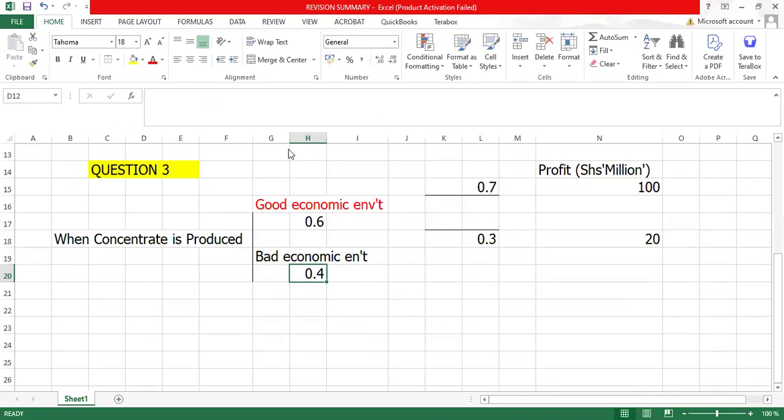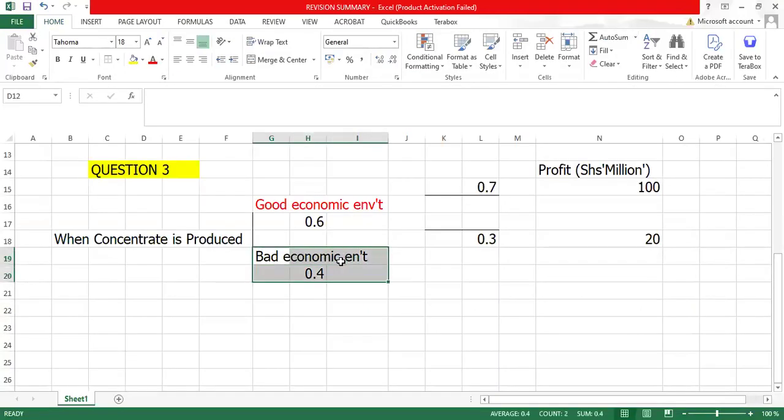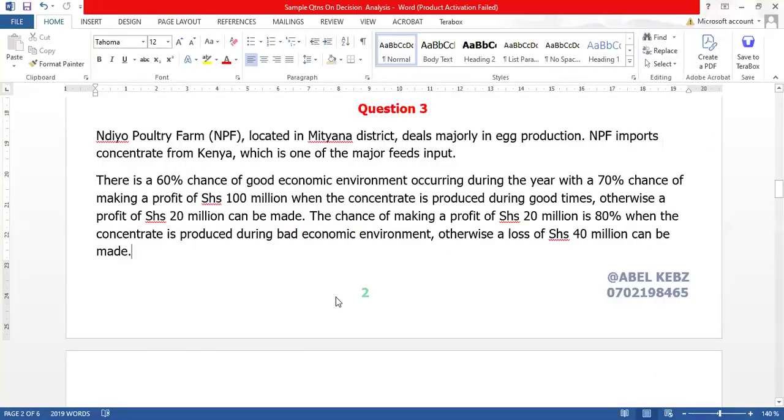Then they are telling us that the chance of making a profit of shillings 20 million is 80% when the concentrate is produced during a bad economic environment. Otherwise, you can make a loss of 40 million. What does this one mean? It means that you're going to come back here, where you have bad economic environment. You have also two chances. The first chance is what? The percentage given is what?